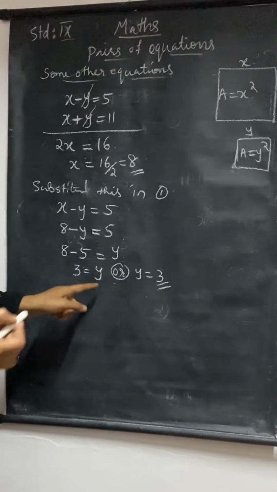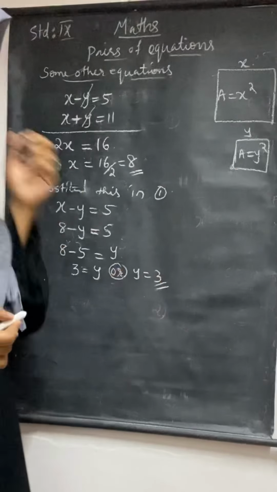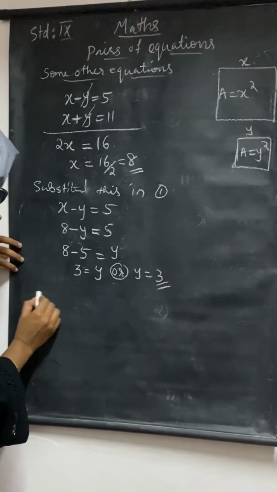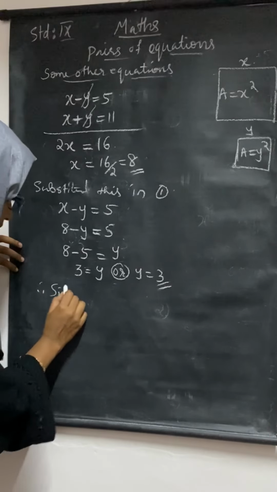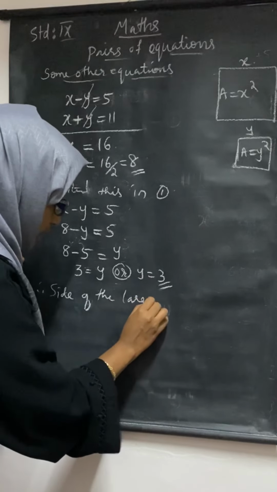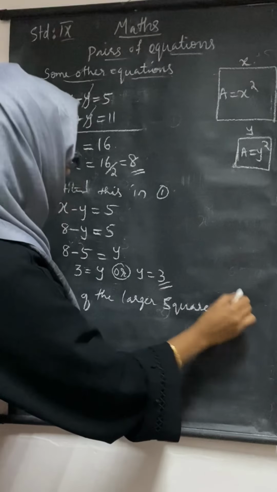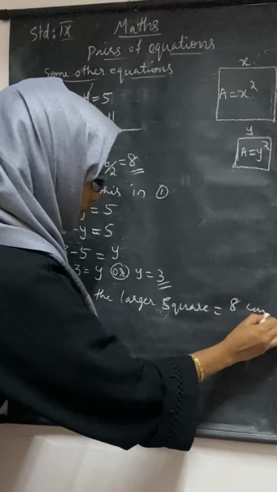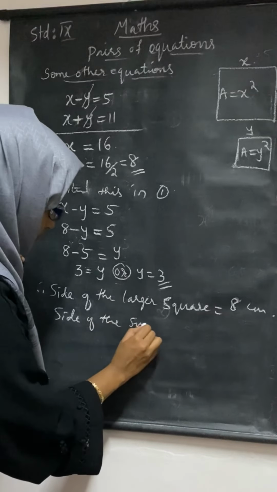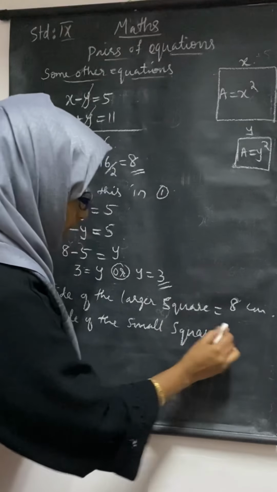So that what is the side of the smallest square? It is 3. Got no, 3? So that is the question they asked. What are the sides of the square? You can say, therefore, side of the largest square is equal to 8 centimeter, and the side of the small square is 3 centimeter.